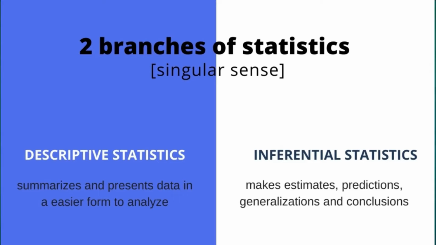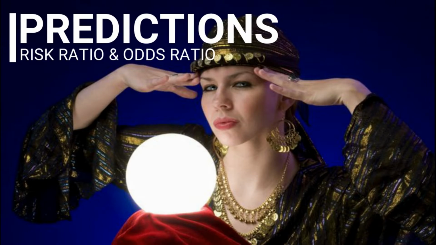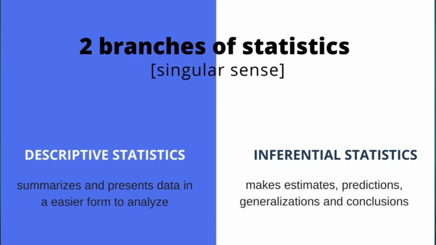Inferential statistics, it is actually the boring part for many in statistics. Makes estimation, prediction, generalization, and conclusion. It provides us predictions of risk, ratio, and odds ratio. What are the differences between these two branches?